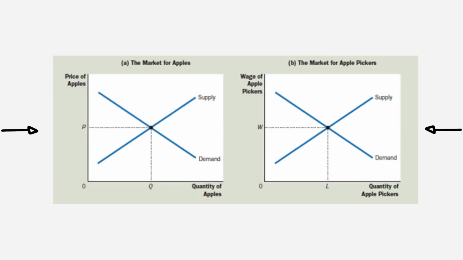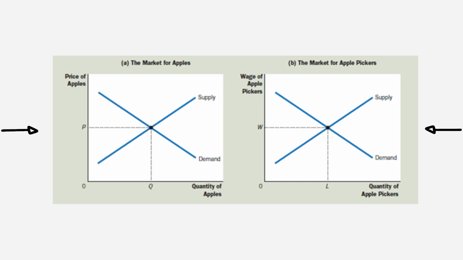As we all know, these curves are talking about perspective. We can see in panel A, demand is the customer's perspective. The higher the price of the apple, the lower people want to buy apple. And supply is the supplier's perspective. The higher the price of the apple, the higher people or suppliers want to sell apple.